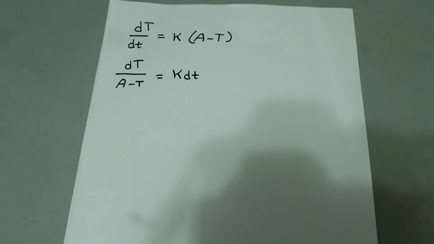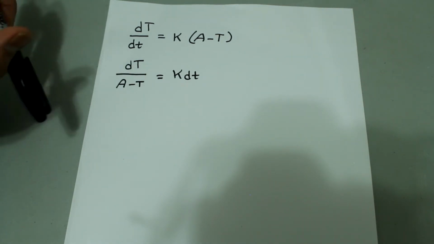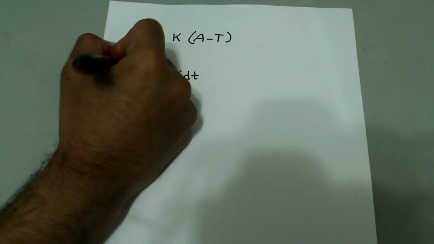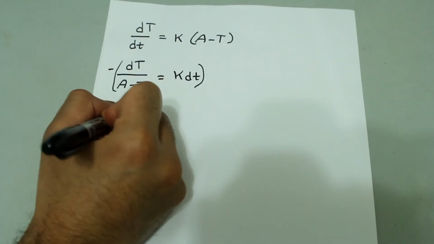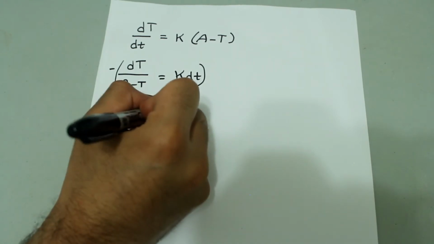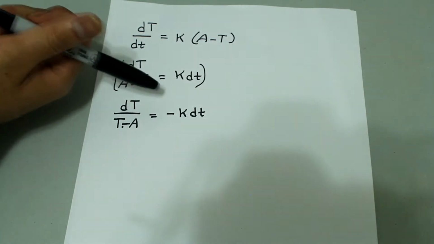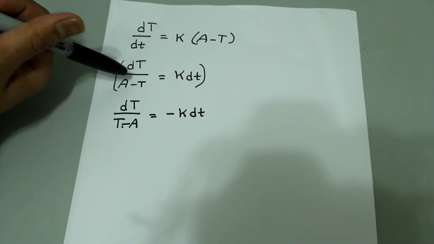Next, what we're going to do is multiply both sides by negative. I'm going to do that because I have minus T, and I don't really want the negative T. You can do it this way and it will still work out, but I'm just going to multiply both sides by negative. So I'll have dT over (T minus A) equals negative k dt. It's much easier to have the negative on this side than have a negative T.